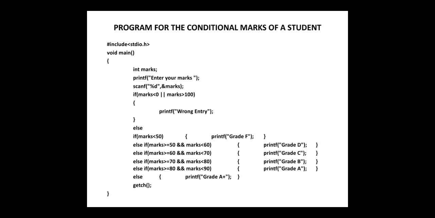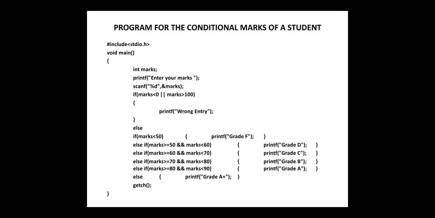Welcome. Now I am going to discuss the program for the conditional marks of a student. Here the marks the student must score must be within the range 0 to 100. If the student scores less than 50, then he must be failed.